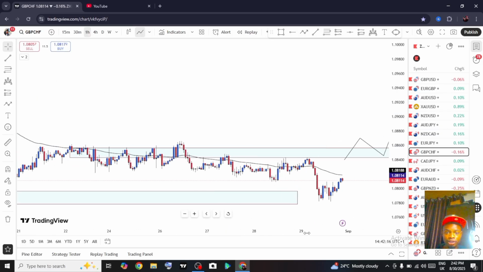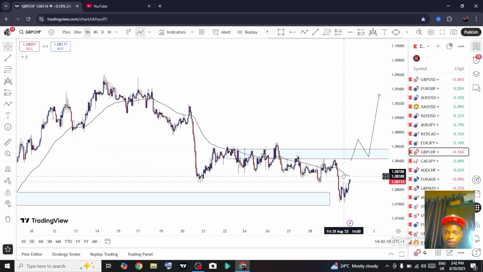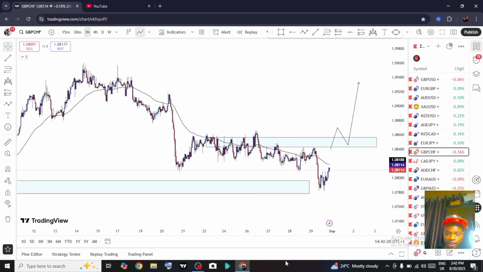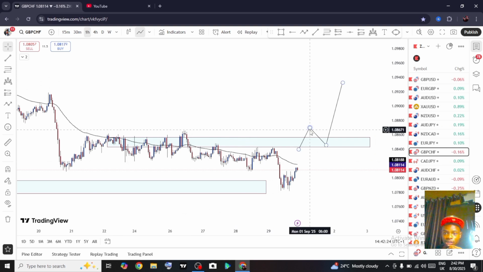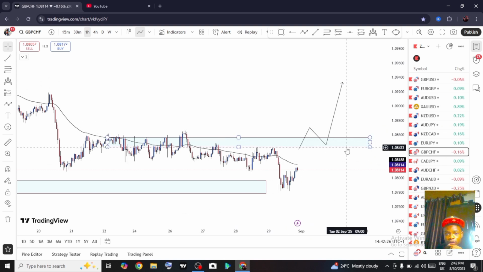The 1 hour is also bearish. So for price to shift structure on the 1 hour time frame, it actually has to close above this high on the 1 hour time frame. So it's very simple. We'll just simply be waiting for a break and retest above this area to buy GBPCHF. So I'll add it for the pairs for this week.